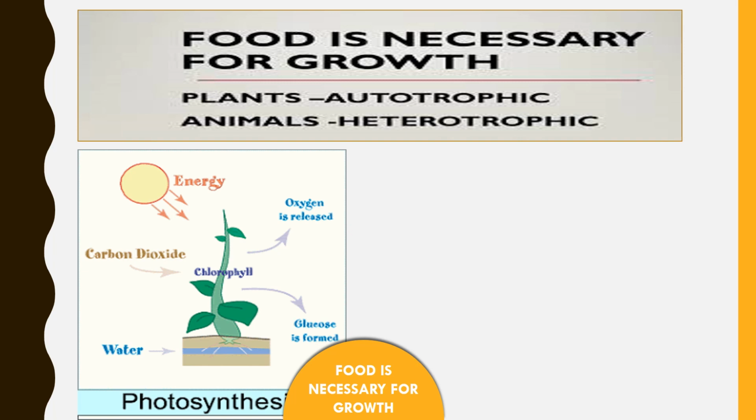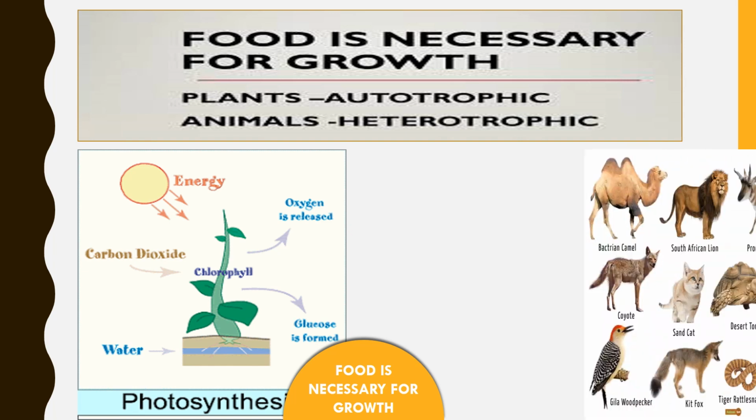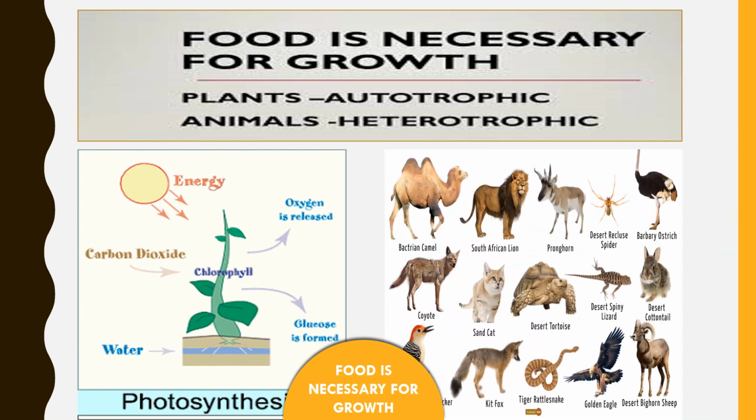Whereas animals do not produce their own food, they search for food. Animals which eat plants are called herbivorous, and animals which eat flesh are called carnivorous. The animals which eat plants as well as flesh are called omnivorous.